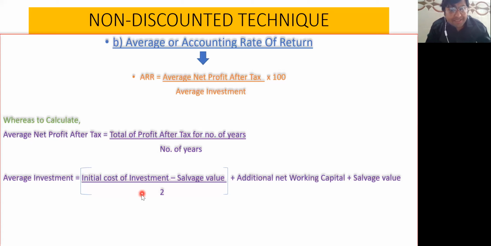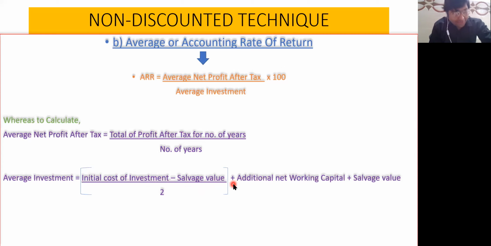Initial cost of investment minus salvage value. Salvage value, everyone knows, that's scrap value. So initial cost of investment minus salvage value divided by two. Normal. For calculating average, what? We divide by two, right? So initial cost of investment minus salvage value, that is scrap value, divided by two. Okay. So first calculate this, right?